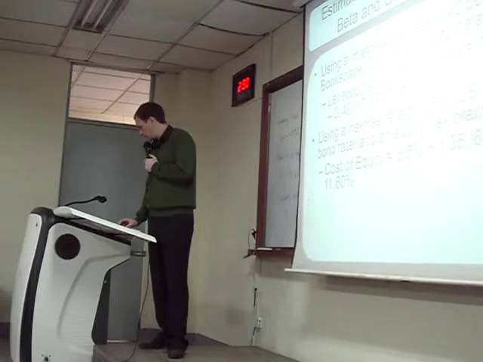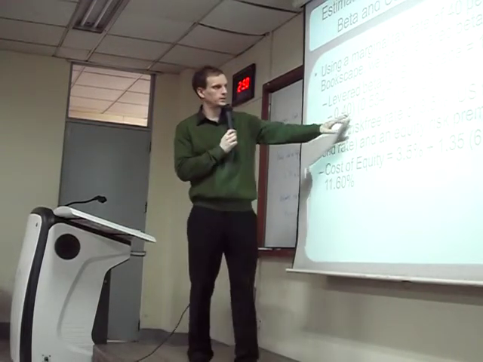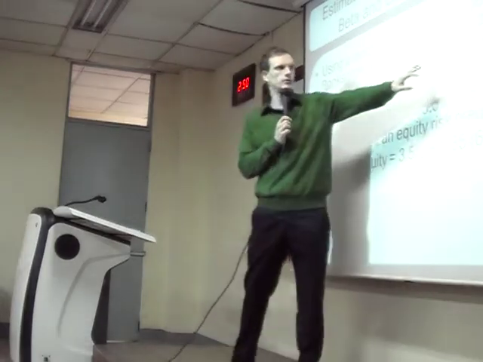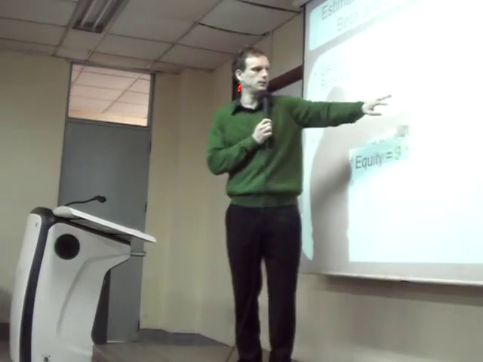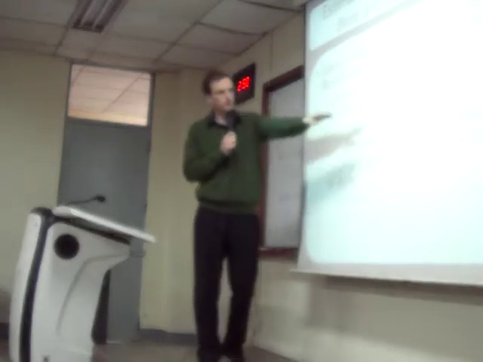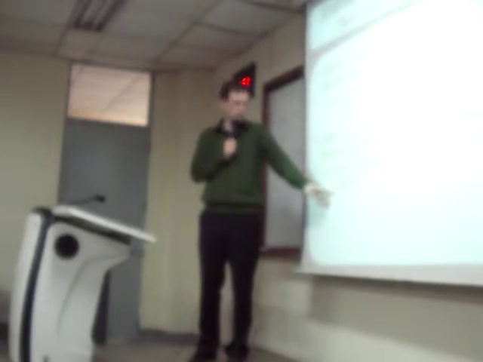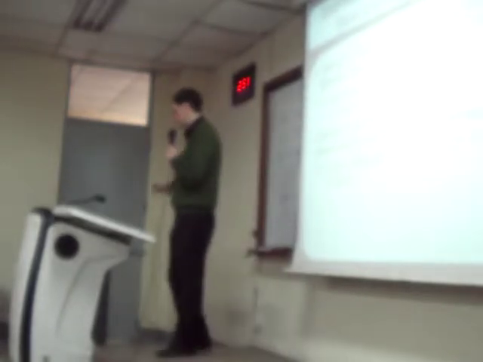So then we find their levered beta using this debt to equity ratio and unlevered beta. It's 1.35. So we put our 1.35 into the equation and we get the cost of equity for a bookstore, which is 11.6%.